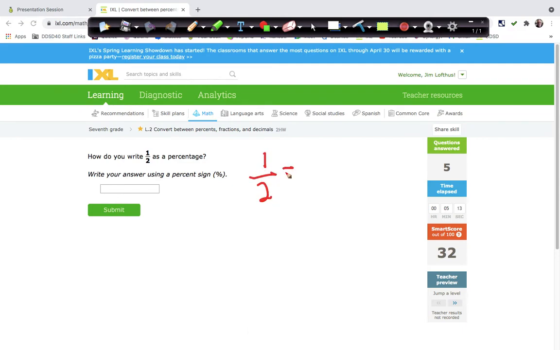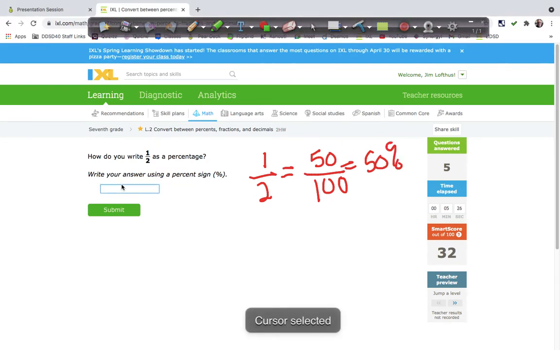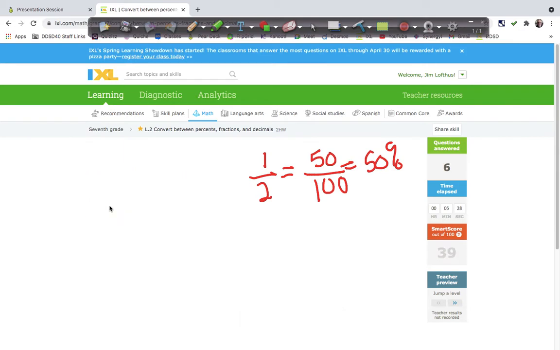I'm going to change it to a fraction first. And I know that's 50 out of 100, and that is 50%. So this is asking for a percent, so I'm going to write 50%. And let's see if we can get our score up a little bit more. I'll just do a few more of these.